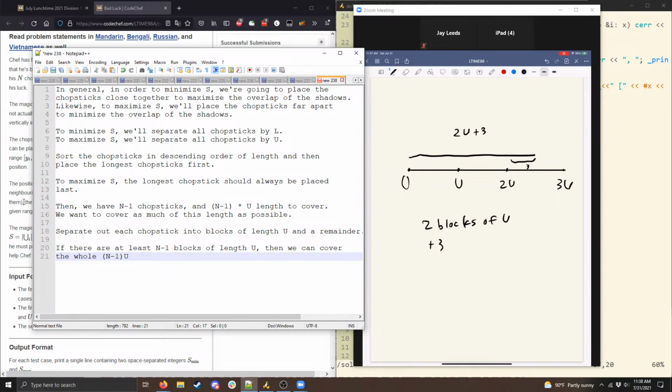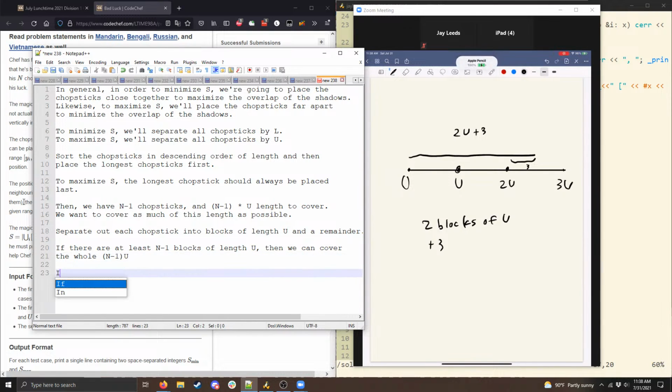And the idea is that, for example, with this 2U plus 3, we're going to place this in position 0. We're going to throw out whatever chopstick in position U. And then at position 2U, we're going to throw in a chopstick that's going to cover the block to position 3. And so on. And if there are at least n-1 blocks, then that's going to be possible.